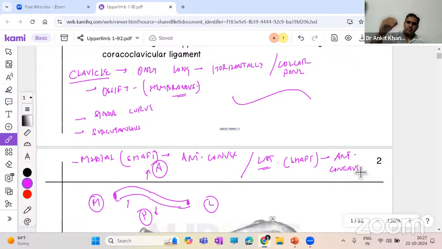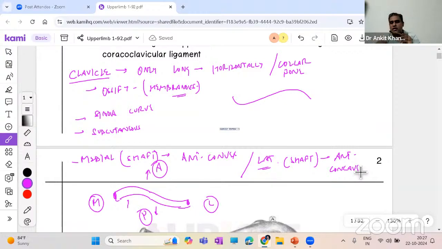Now look at the opposite end. This is the opposite end. You can see how flat it is. So easily the two ends can be differentiated. This actually articulates with the acromion process of the scapula. So this lateral end over here forms the acromioclavicular joint. So this is the sternoclavicular joint. This is the sternoclavicular, and this is the lateral part, so it will form the acromioclavicular joint. This point is clear.